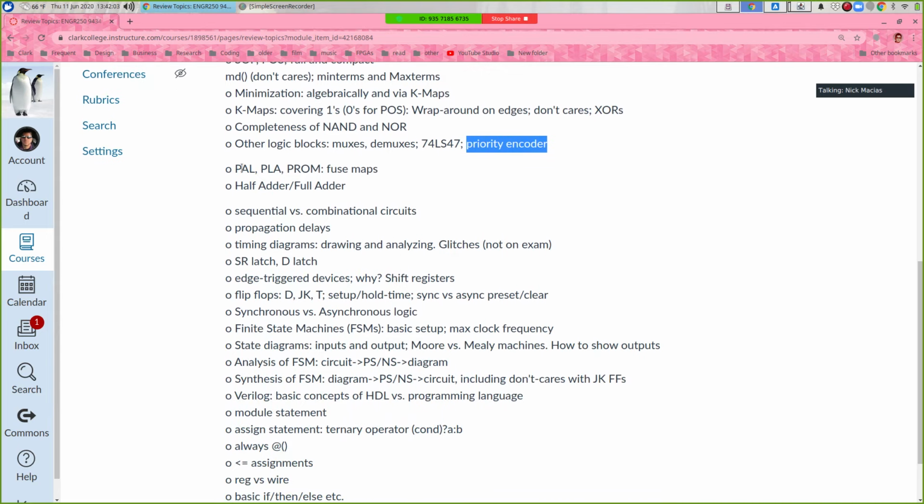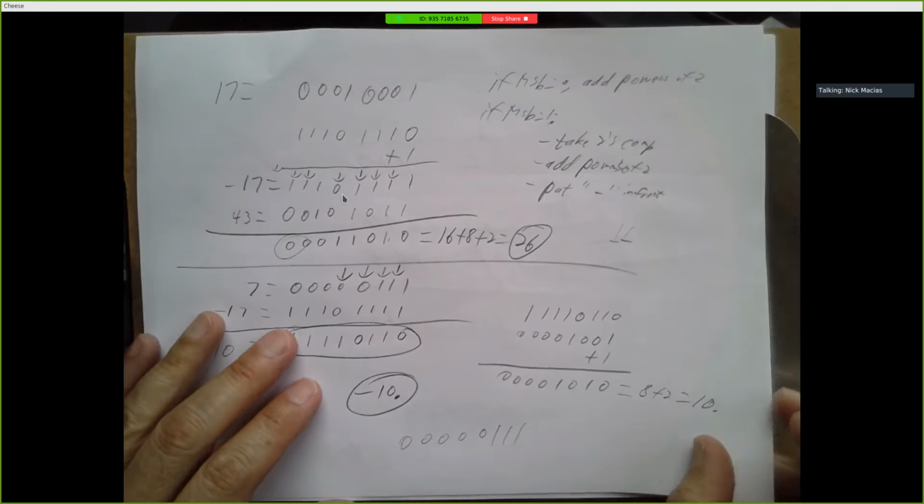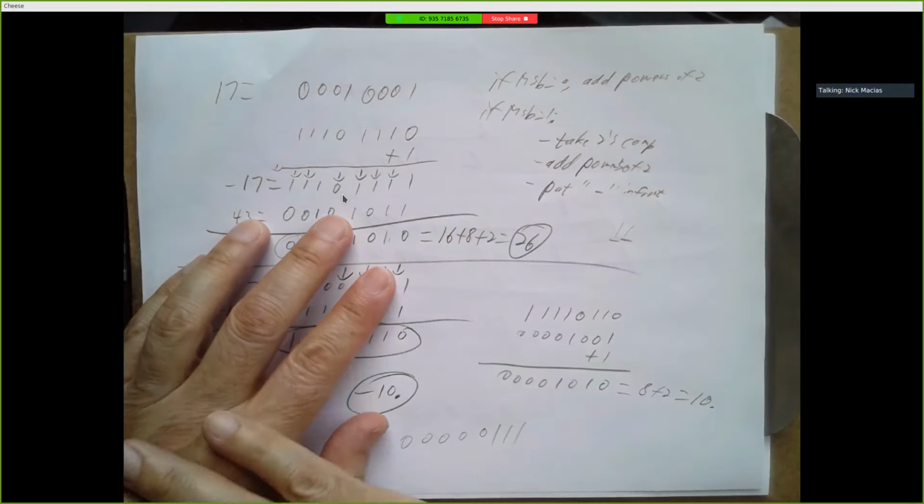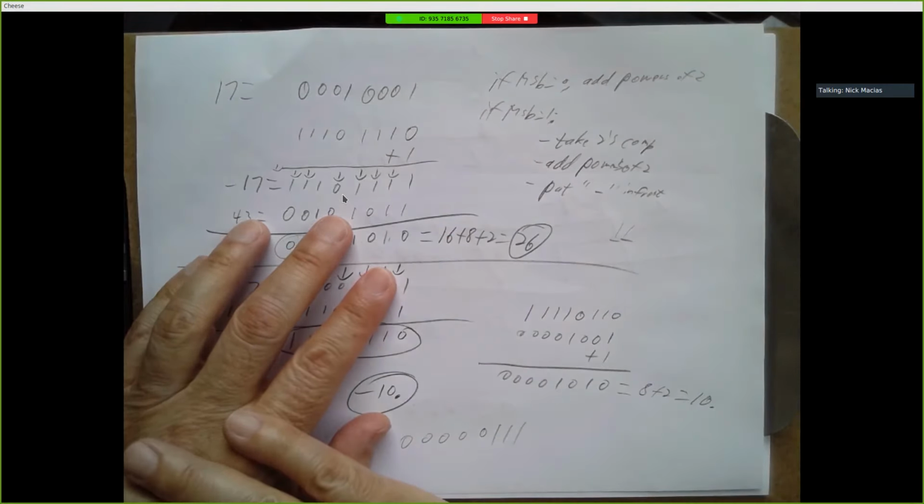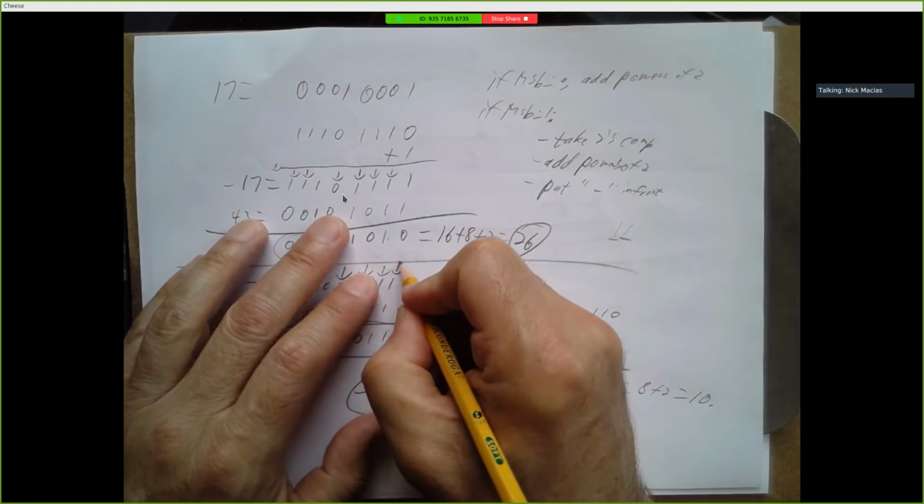All right, programmable logic, PALs, PLAs, PROMs, fuse maps, half adder, full adder, right? So you had a lab on this, you had homework questions on this, and we were just doing this a minute ago when we were doing binary addition. Right, what was I doing here? I was putting 1 and 1 into a half adder, right? I had no carry coming in. I produced a sum bit and a carry bit.